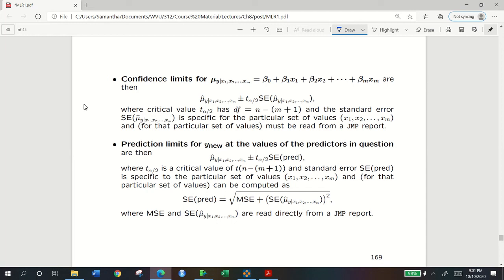The standard error of the predicted value is equivalent to the square root of our MSE plus the standard error of our prediction squared. But you do need to get the MSE and that standard error value from your JMP report.